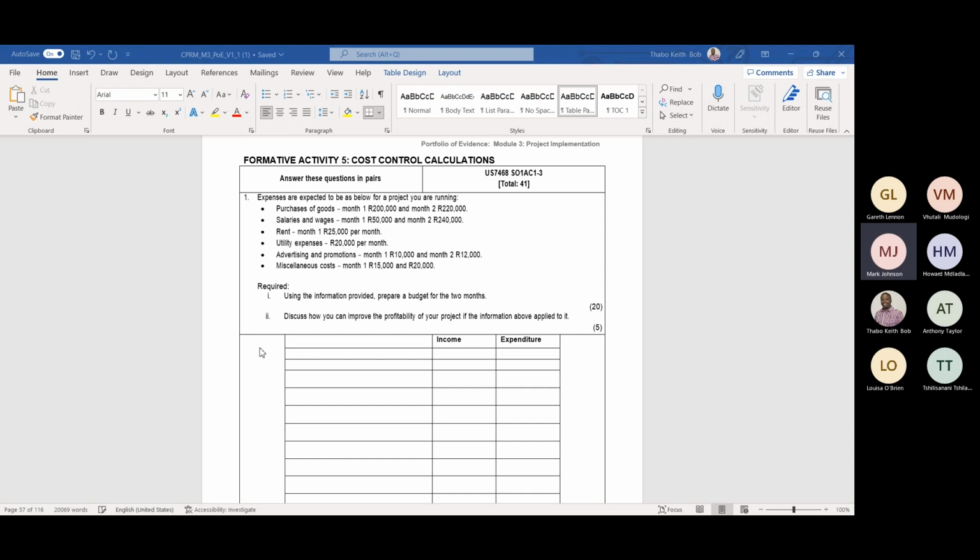So how would it... I mean, I haven't drawn up a budget. Would you list your expenses for the first month first, and then for the second month, and then get the total? I don't know what the format is. Any ideas? I'm not sure how we have to do this. My budgeting skills are not good at all.